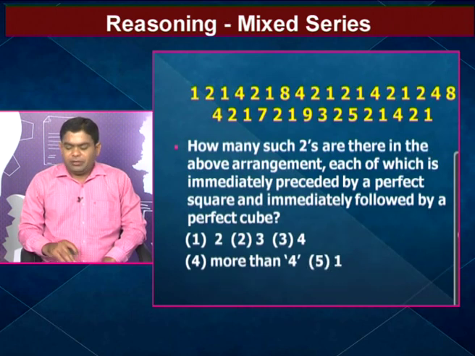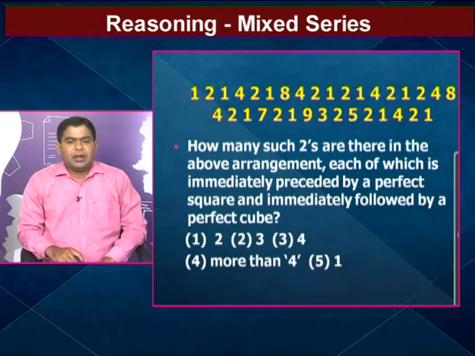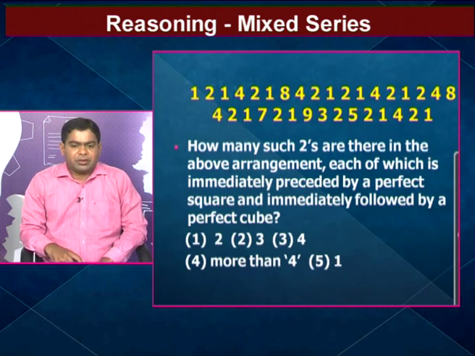So here we go to the question. How many such twos are there in the above arrangement, each of which is immediately preceded by a perfect square and immediately followed by a perfect cube? Before solving the question, first of all we discuss the numbers.